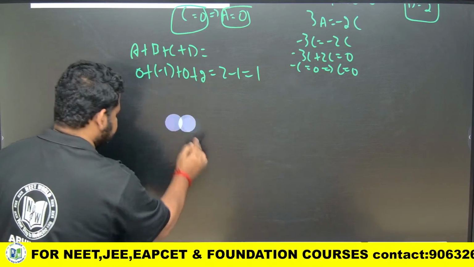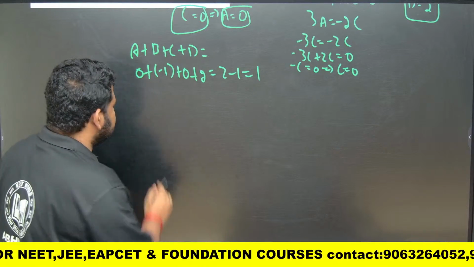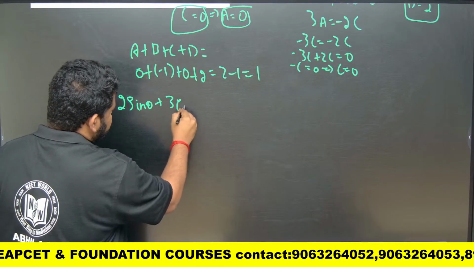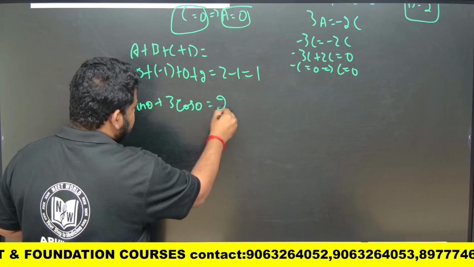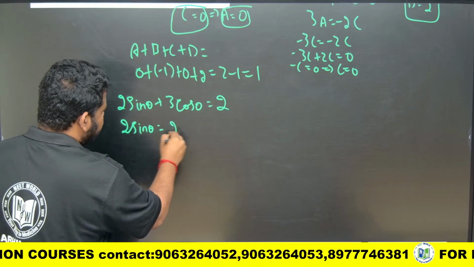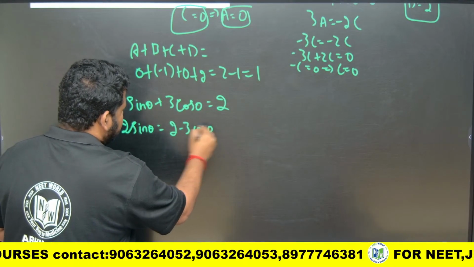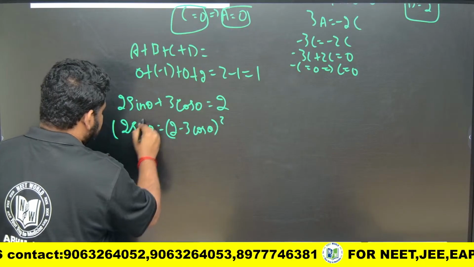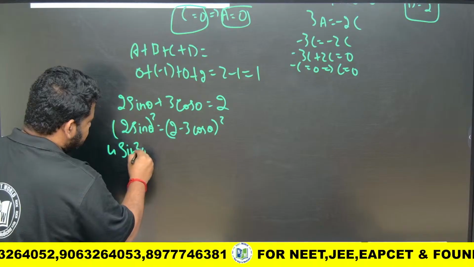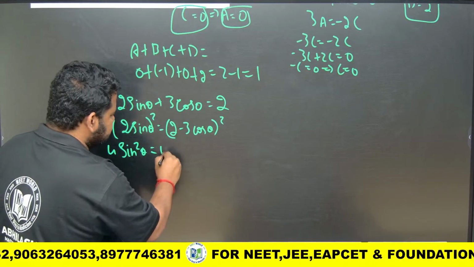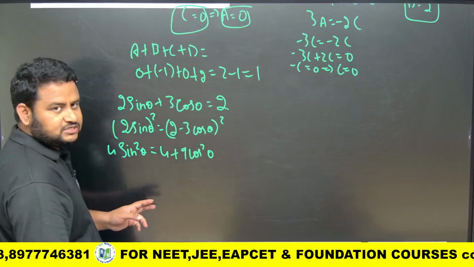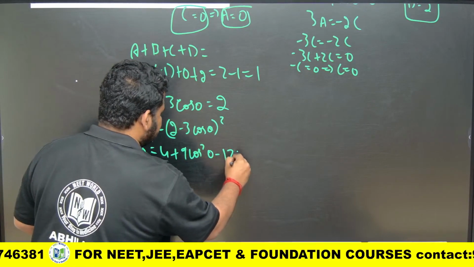So based on that, if you do, we will get it correctly. It is 2 sin theta plus 3 cos theta. The method is same, the question is different. So if I write 2 sin theta is equal to 2 minus 3 cos theta, and square on both sides, I will get 4 sin square theta is equal to, what is this? A minus b whole square, that is 4 plus 9 cos square theta minus 12 cos theta.